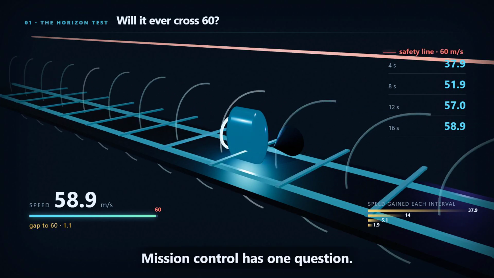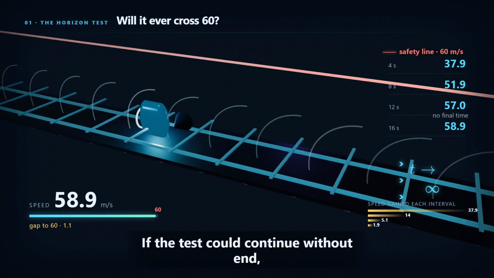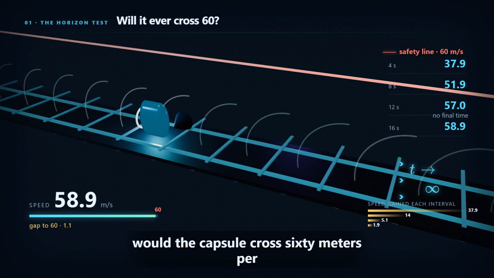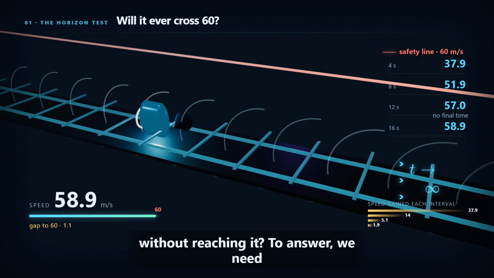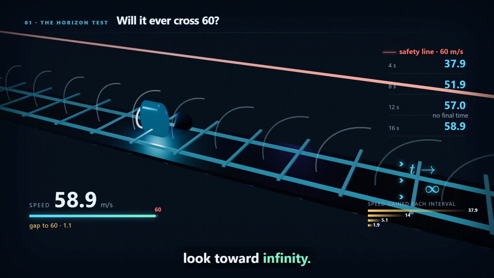Mission Control has one question. If the test could continue without end, would the capsule cross 60 meters per second, or settle closer and closer without reaching it? To answer, we need to look toward infinity.